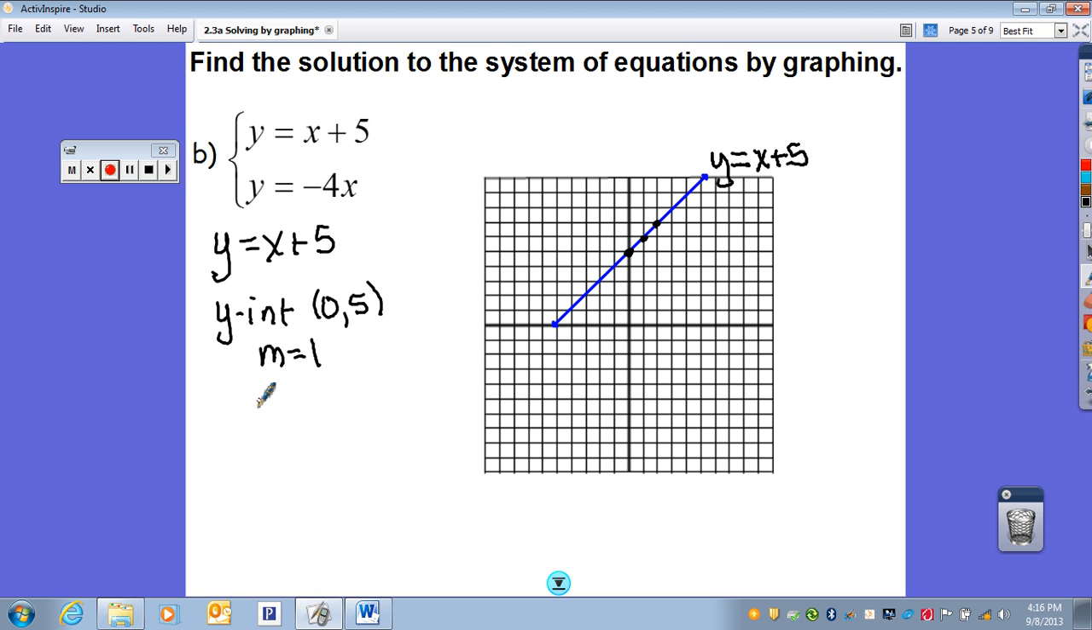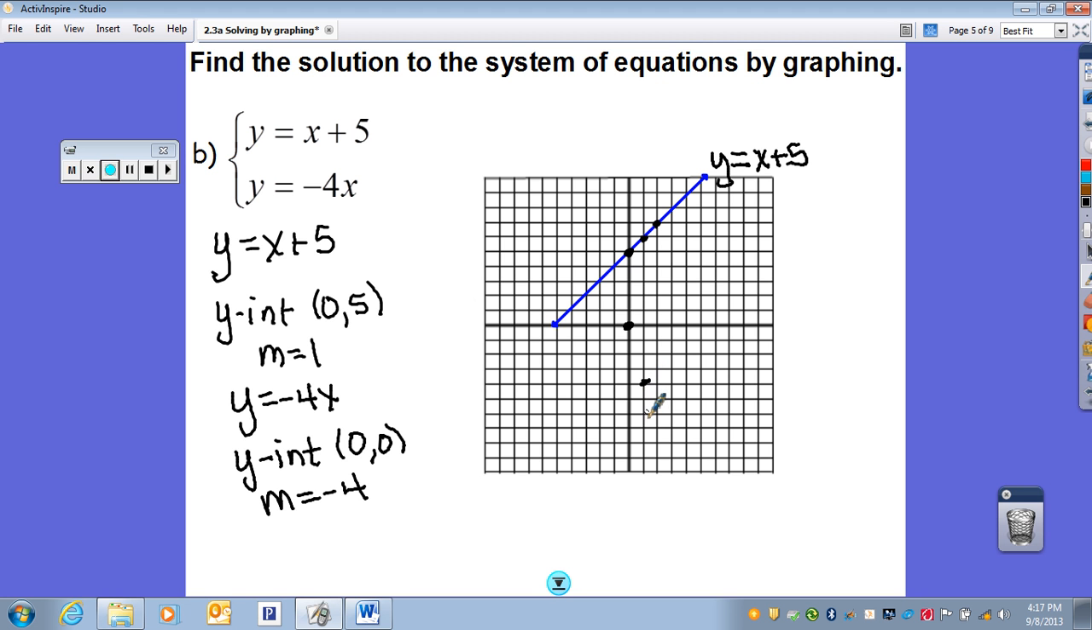In our second equation, we have y equals negative 4x. Notice there isn't anything being added or subtracted, so we know that our y-intercept is at the origin (0, 0), and our slope is negative 4. So we'll put our point at (0, 0), and our slope is negative 4 over 1, which means to go down 4 and over 1.